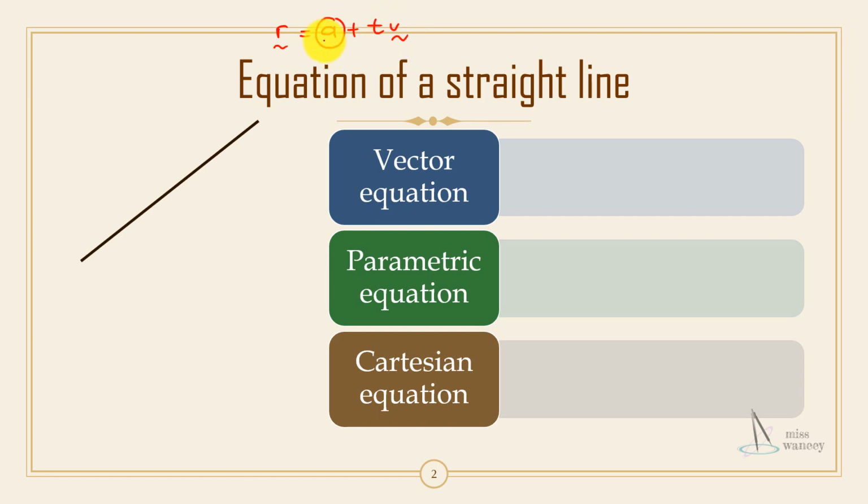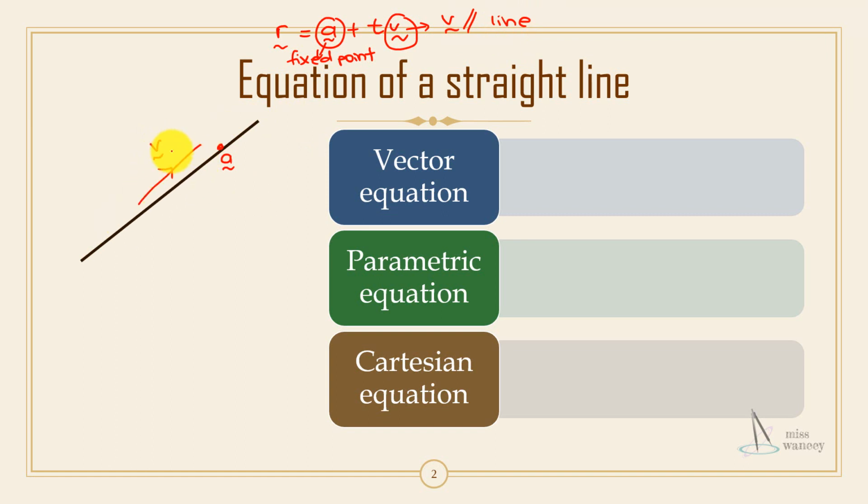So a is actually a fixed point on the line. If this is a line and you know one of the points, then you can replace them with a. That is the fixed point. Meanwhile, v is a vector that should be parallel to our line. So we should find a vector that is parallel to our line.